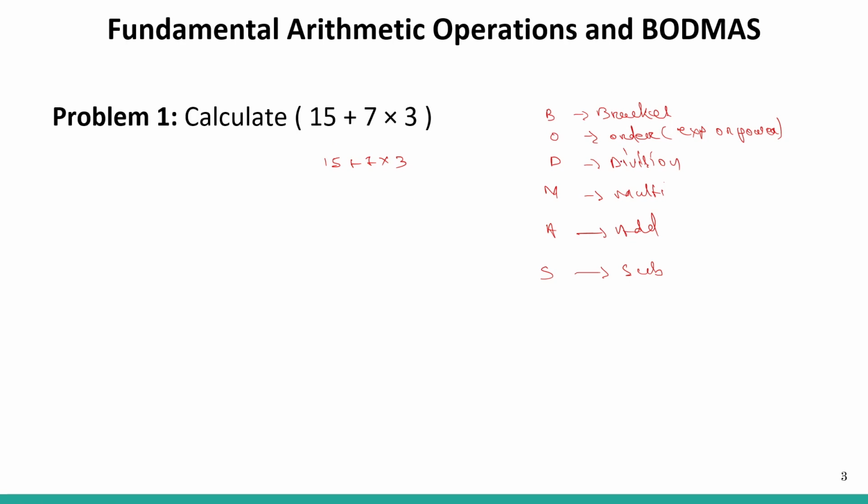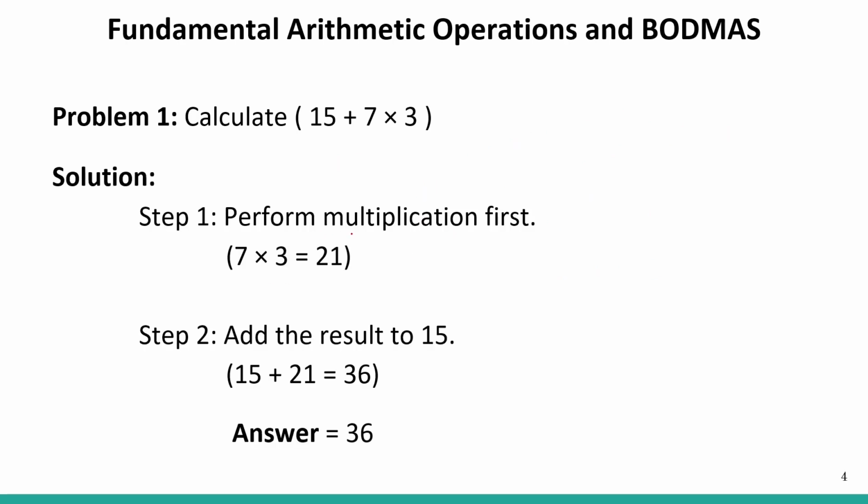So we go further and look for divisions, and there is no division symbol here. Next we search for the multiplication symbol, and there is one, so we multiply these two numbers first. 7 into 3 is 21. Then we go for addition, and there is one, so 15 plus 21 is equal to 36, and there is no subtraction involved. So this is the final answer: multiplication first, then addition, and we got 36.